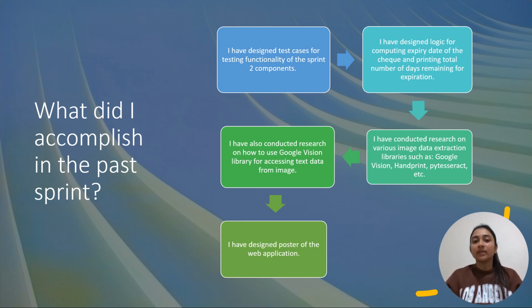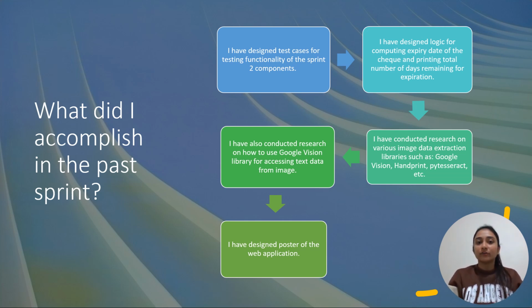So I have to inform them, I have to go through every page and check the details, like functional and non-functional testing, sometimes unit and integration testing. So there are a lot of types of testing which I did. I also designed the test cases for this testing functionally for Sprint 2. I also designed the logic for computing expiry dates, showing how many days are left for the expiry and printing the number of days remaining. I also worked on that.